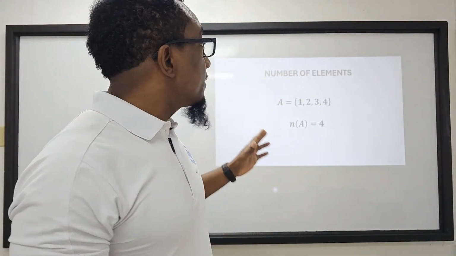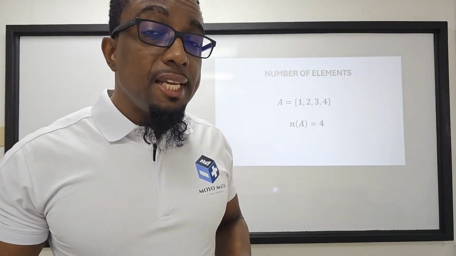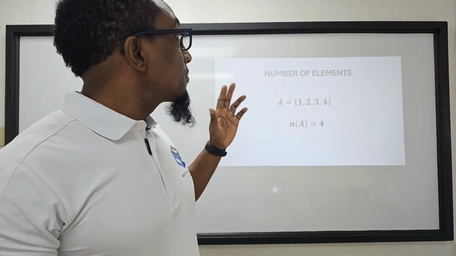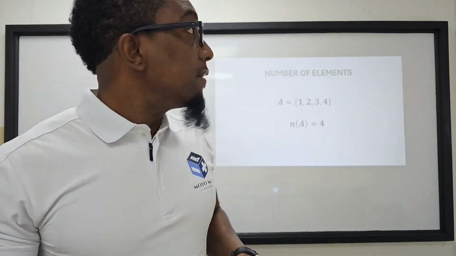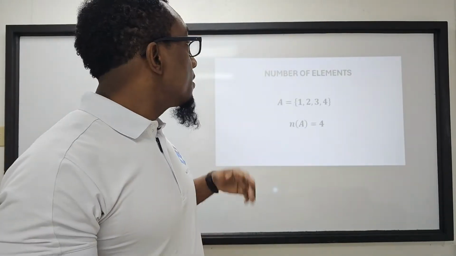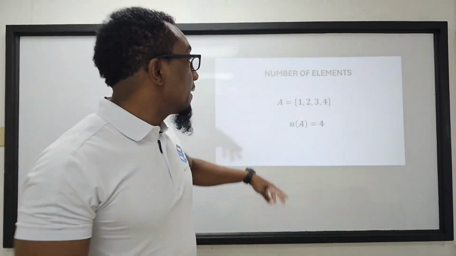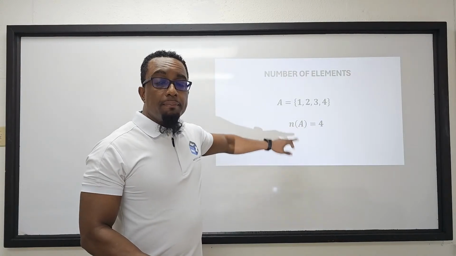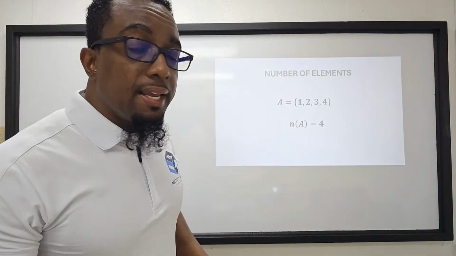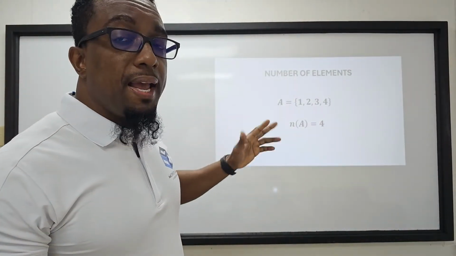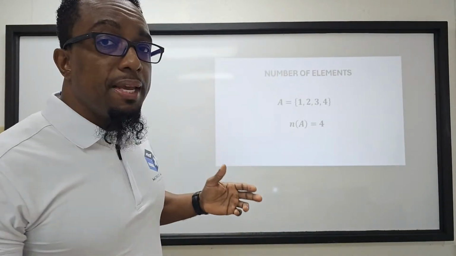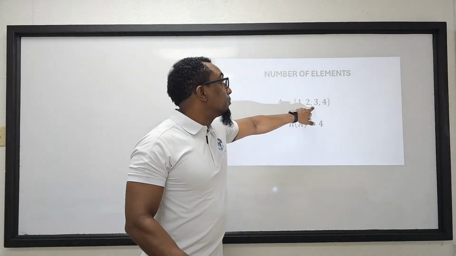Of course, with set theory, it's important for us to know our set notations. So when we are asked to determine the number of elements of a set, the number of elements is represented by lowercase n. And of course, if the set is A, we're stating here the number of elements in set A. And we have how many elements? 1, 2, 3, 4 elements.